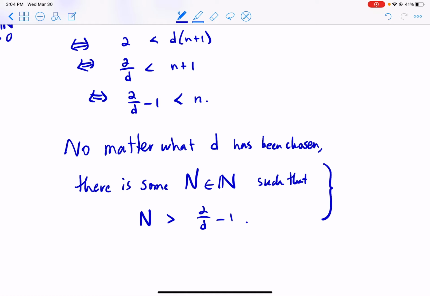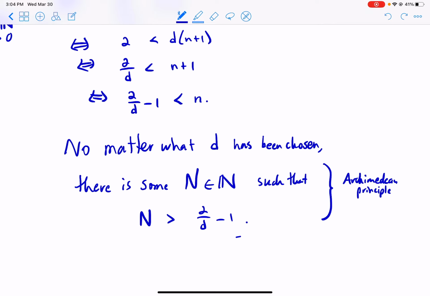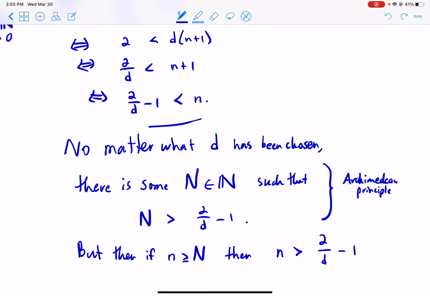Okay, I hope you agree with this. If not, this is maybe coming from something called the Archimedean principle that you should look up on Wikipedia. And don't take the Wikipedia page too seriously. I think we all agree. This is sort of one of our common, we're okay with this. There is some natural number bigger than this. But then, if little n is bigger than capital N, then little n is bigger than 2 over d minus 1.